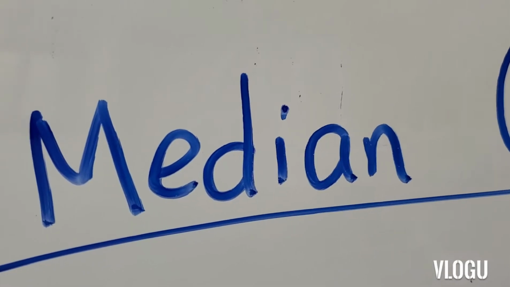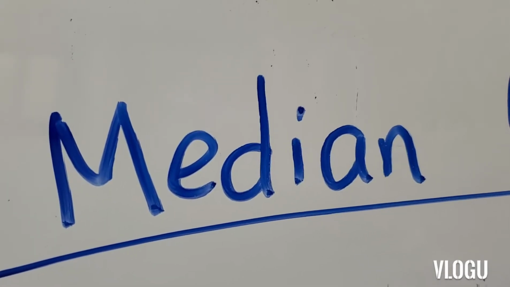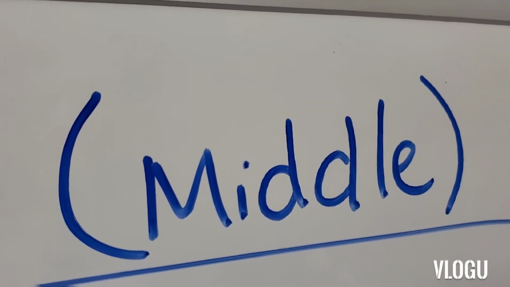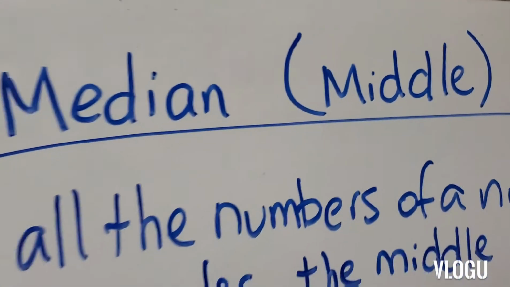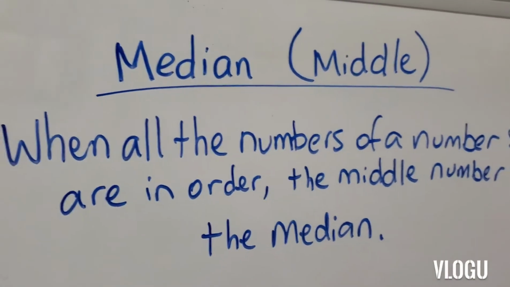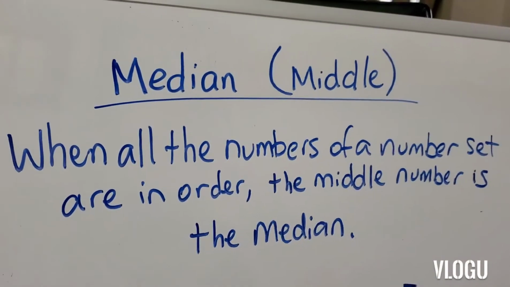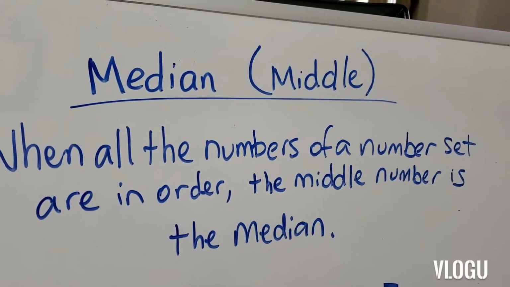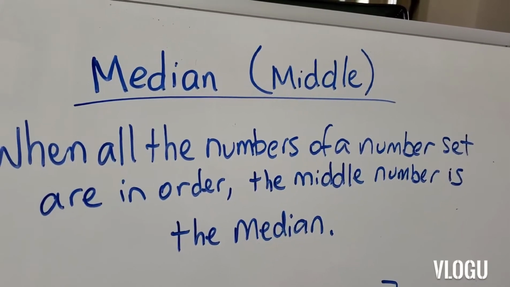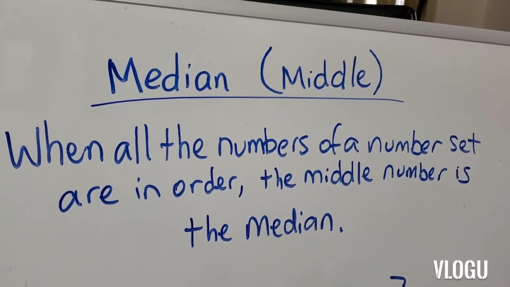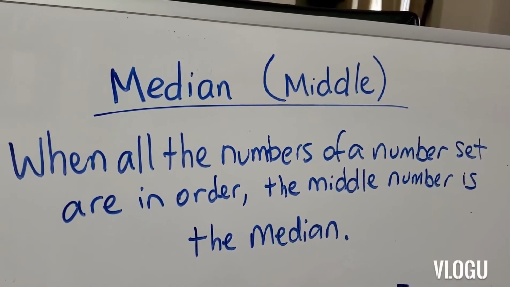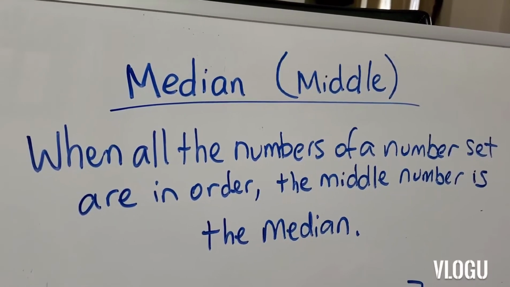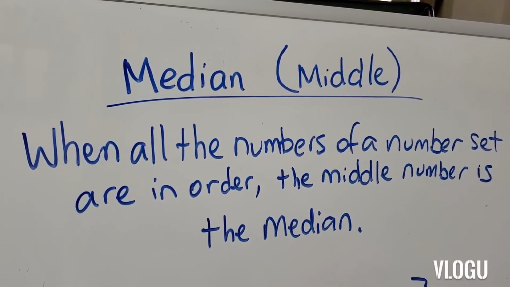If you're talking about the median of a set of numbers, we're also looking at the middle of a set of numbers. When all the numbers of a number set are in order, the middle number is the median. This is why we talked about if you have a group of numbers, you have to put them in order. This is one of the reasons that we have to have the numbers in order.